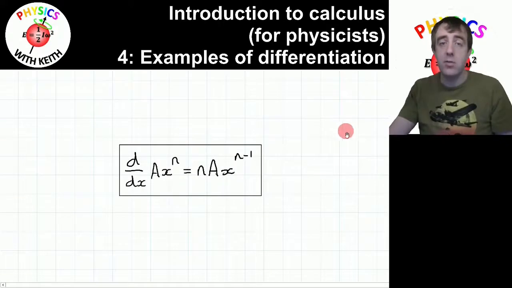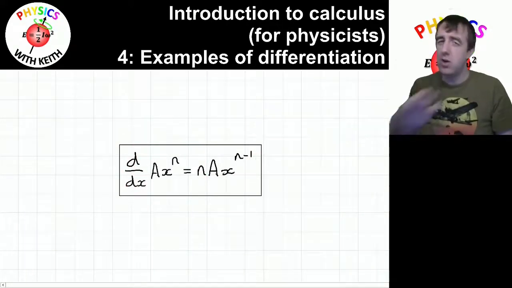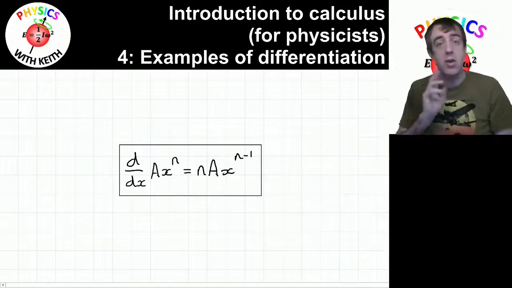And there are a few examples within physics where we might need something a bit more exotic than this very straightforward way of differentiating. This works for polynomials. It doesn't work for trigonometry. So we're going to look at that next.